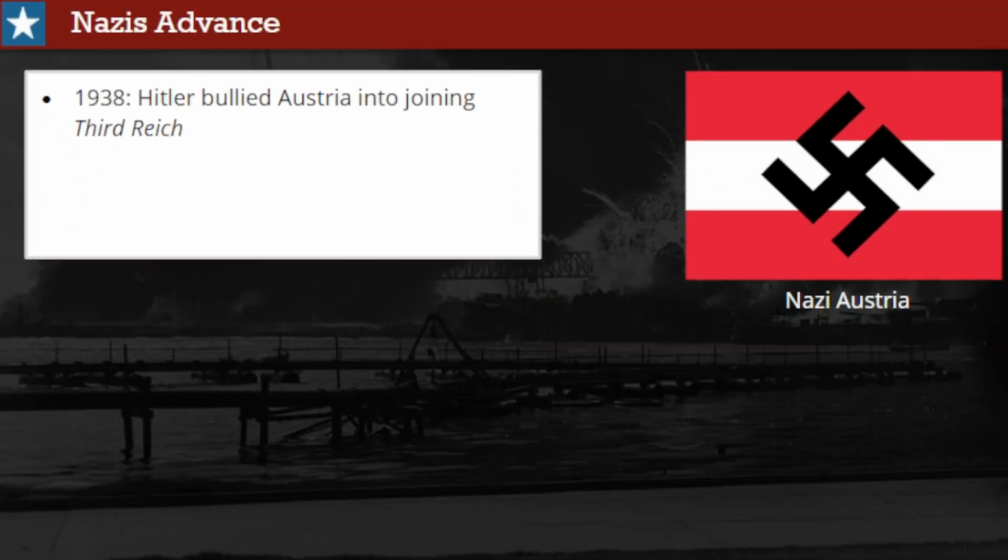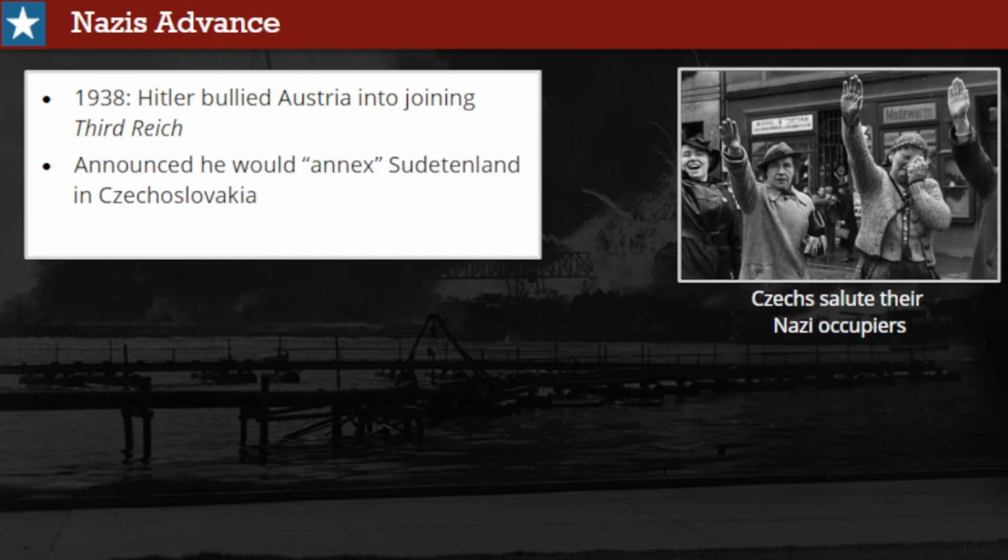In 1938 and 1939, Hitler's Germany embarked on a path that would soon bring almost all of Europe under Nazi rule. Using the excuse of reuniting German-speaking people everywhere, Hitler bullied neighboring Austria to join with Germany and to be incorporated into what he now called the Third Reich, the new German Empire. Just months later, Hitler announced his intention to annex, or take, the Sudetenland, a region of neighboring Czechoslovakia. This region had been German before World War I. Now Hitler wanted it back.